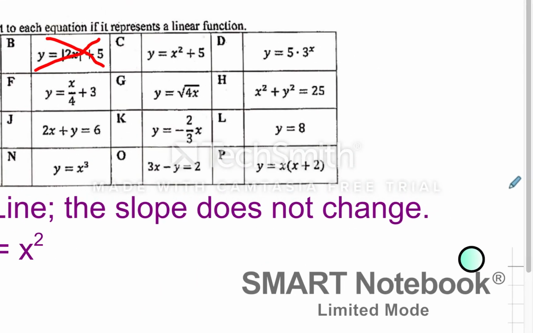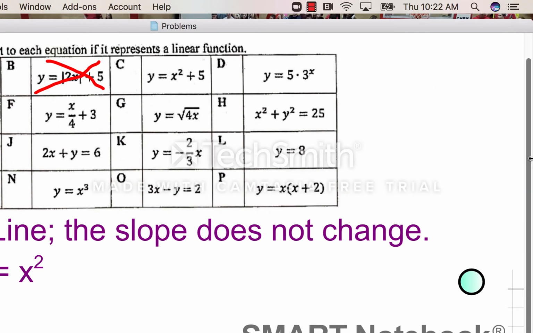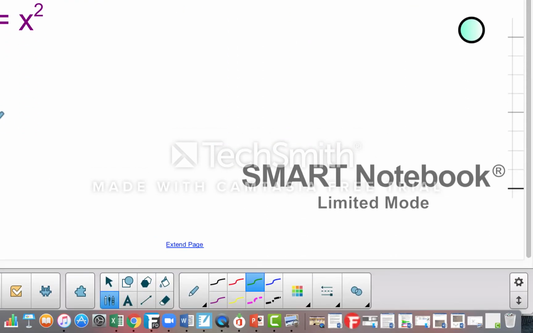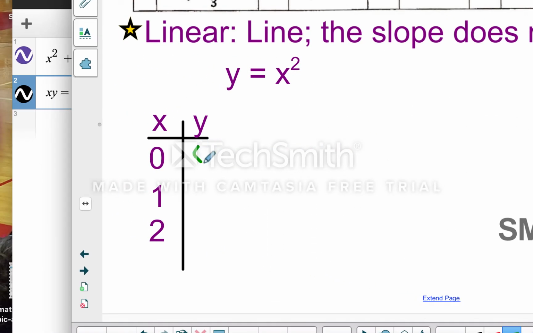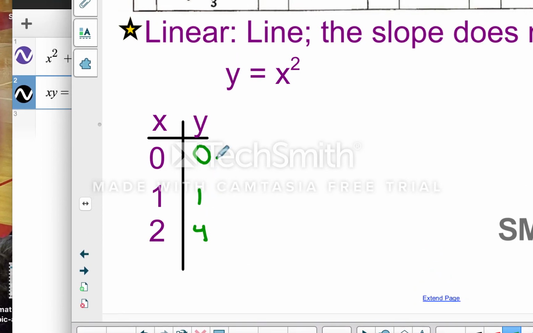All right, so next one here is x squared. And again, I'm ignoring the plus 5 because it's the x squared that's important. If I was to plug in 0 for x, I'd get 0 for y, because 0 times 0 is 0. If I plugged in 1 for x, 1 times 1 is 1. 2 times 2 is 4. So your change in y is going up 1, and then it's going up 3.